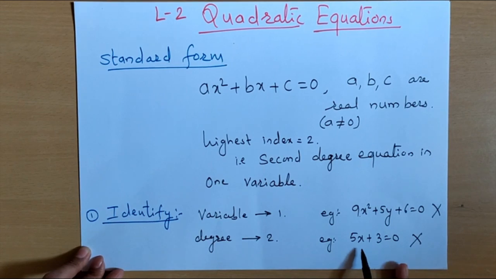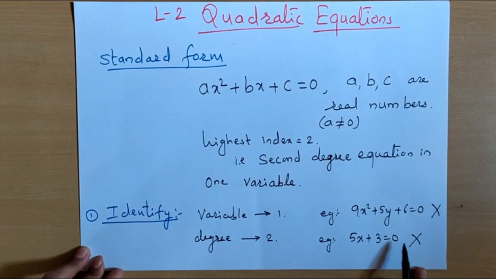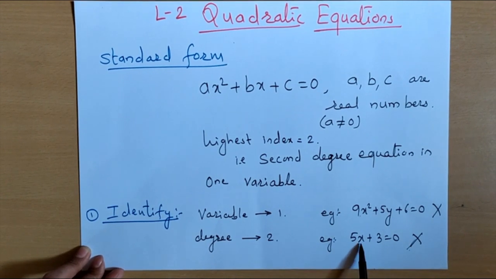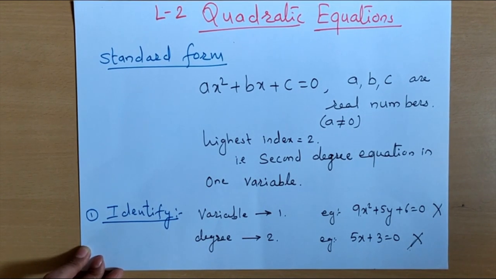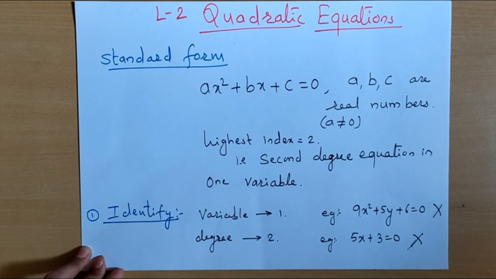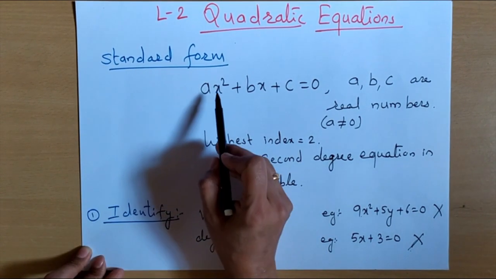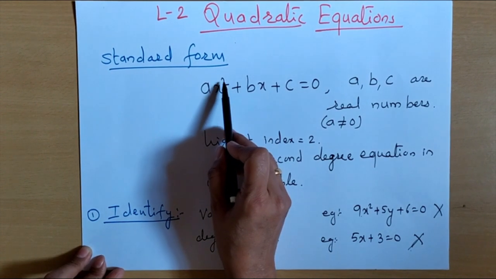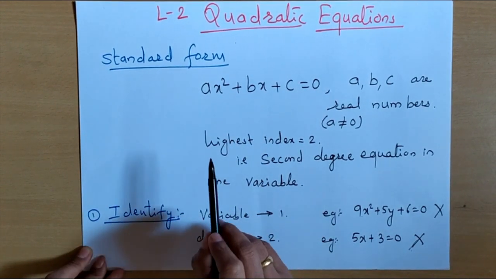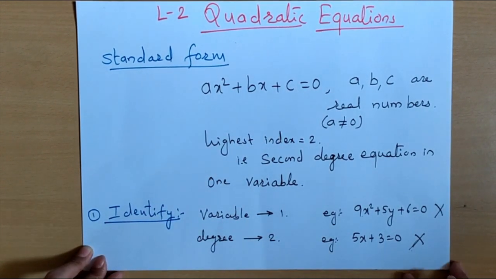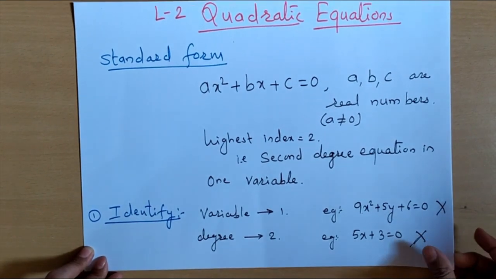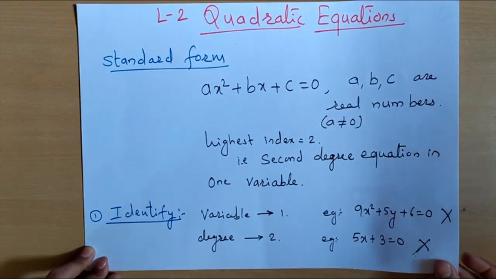For example, if the equation is 5x plus 3 equal to 0, this also cannot be considered as a quadratic equation as the degree of x is 1. So which are the two important conditions for an equation to be a quadratic equation? The degree of the variable should be 2, highest degree should be 2, and the equation should have only one variable.